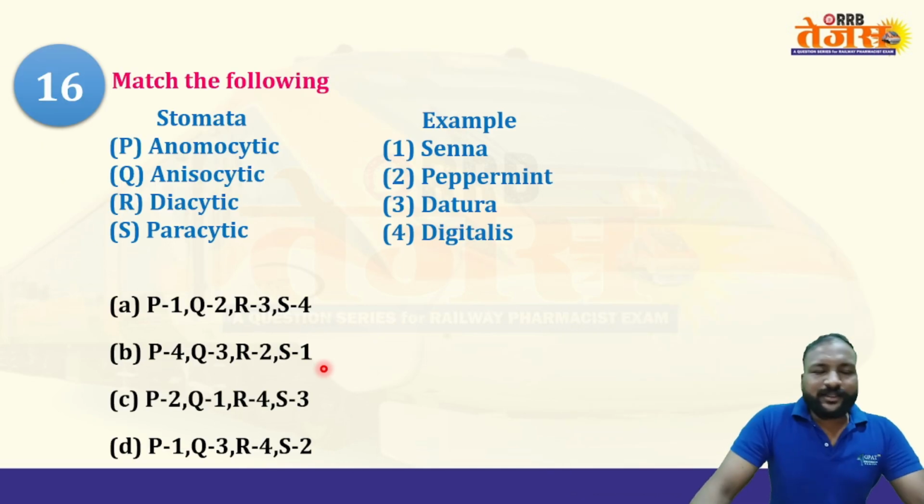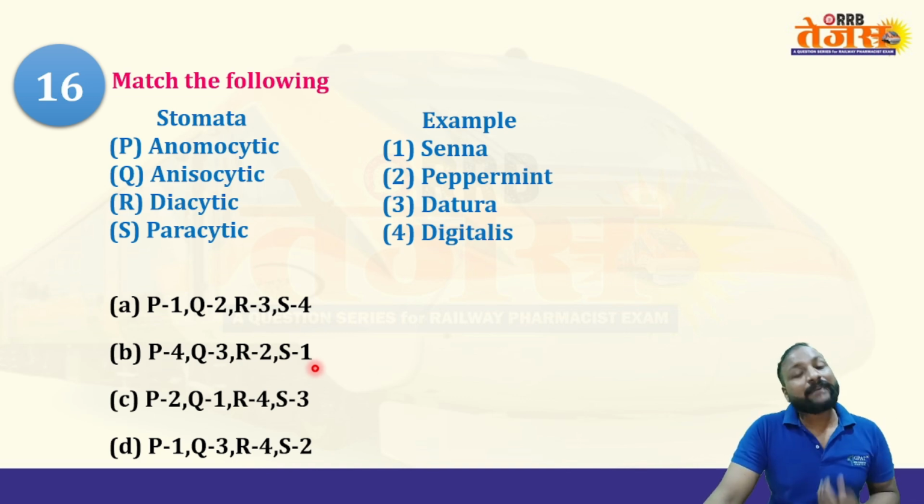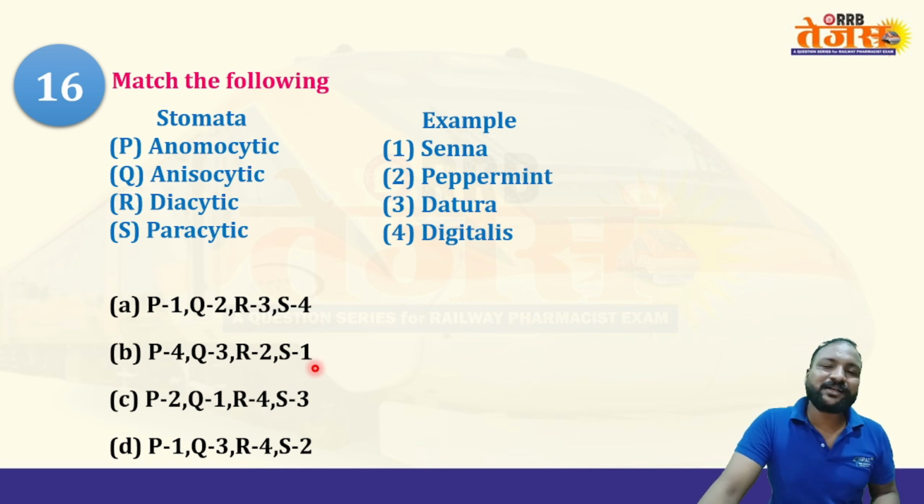As you all know, in all pharma competitive examinations, the questions are not in a single pattern. There may be different types of patterns, because sometimes they may ask match the following, sometimes they may ask assertion and reason type questions. Sometimes they ask to identify the mismatched pair, or maybe they ask match the following.